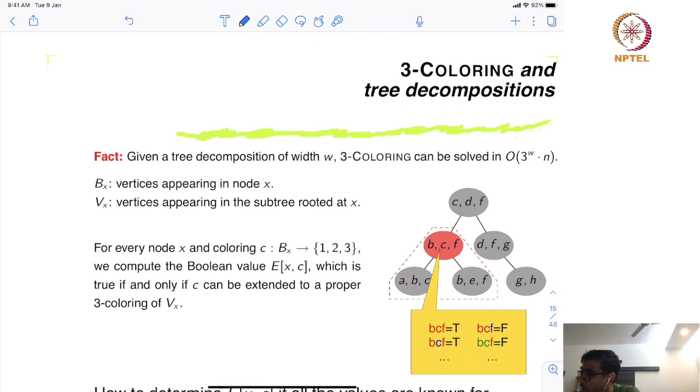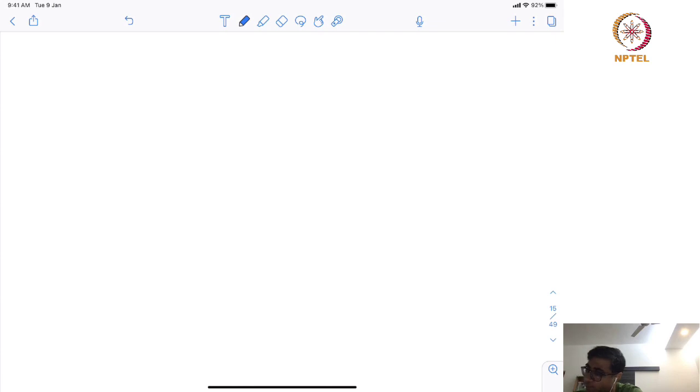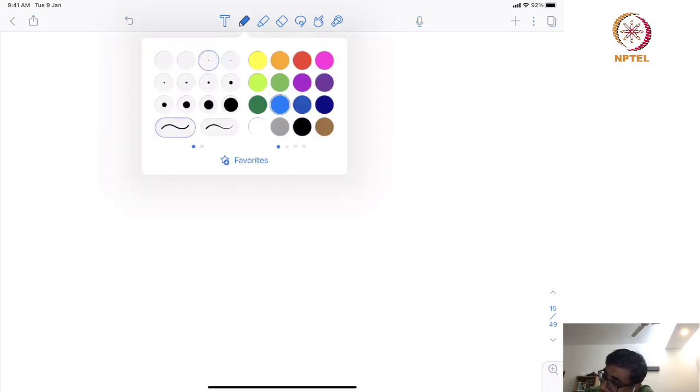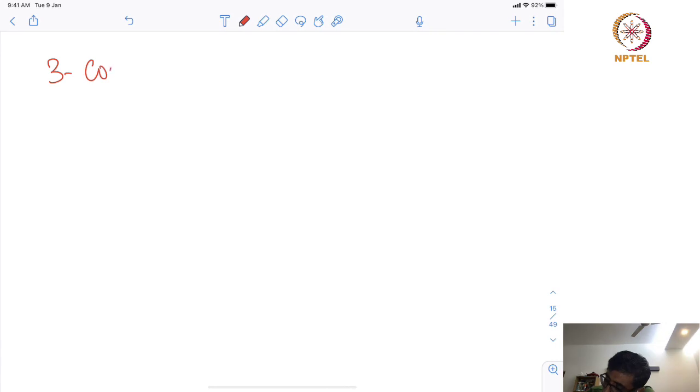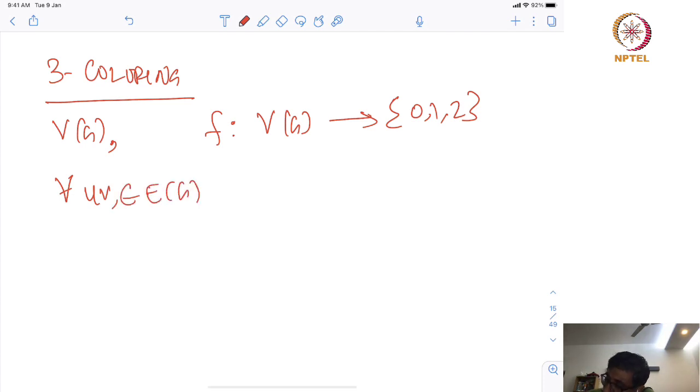So before we even get here, let's try to understand what we are trying to understand. We want to solve the 3 coloring problem. So what are we looking for in 3 coloring? You are given a graph G, you are looking for a function f from the vertex set of G to 0, 1, 2, such that for every edge uv in E of G, f of u is not equal to f of v. I want to test whether a graph is 3 colorable or not on graphs of bounded tree width.